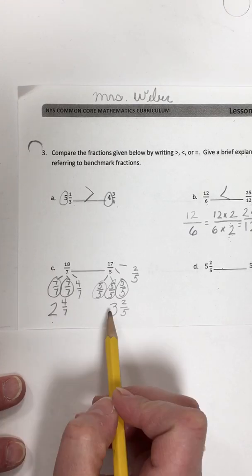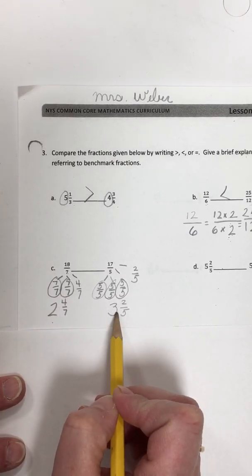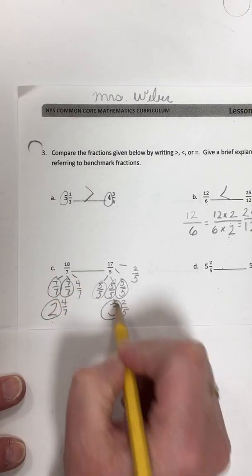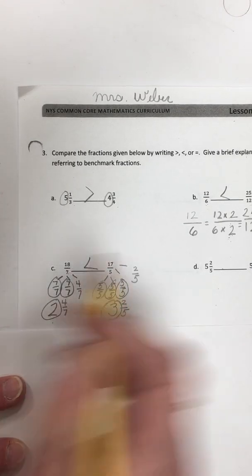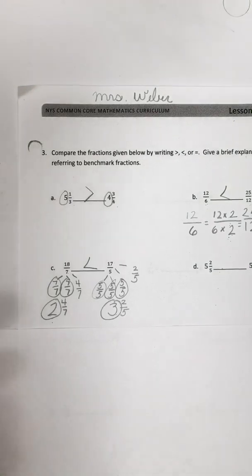Now, when I look at my whole numbers, well, I know that 3 is greater than 2, so I can say 2 4/7 is less than 17/5.